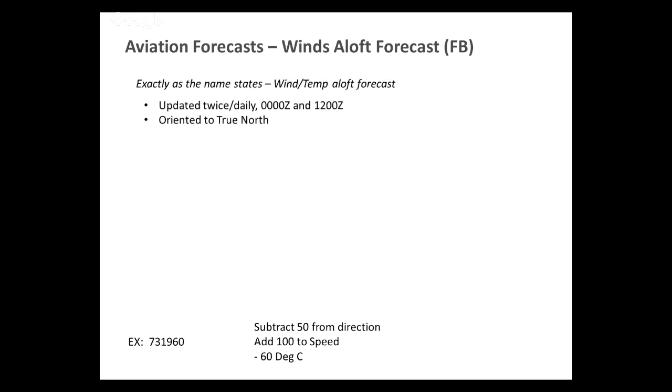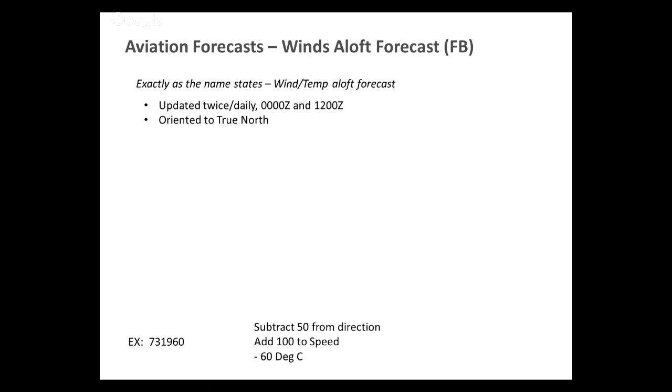All right, and this will definitely take a good 10 minutes to cover. So another forecast at our fingertips. We've got our TAF, we've got our area forecast, which we just went over. The next one that we have at our fingertips is called the Winds Aloft Forecast, and its acronym is FB. It's exactly as it sounds. It is winds and temperatures at altitude.